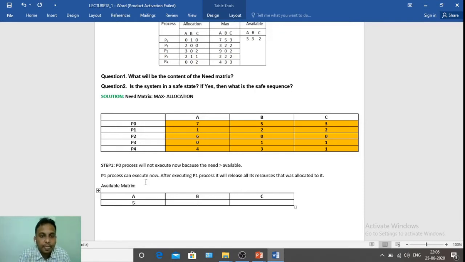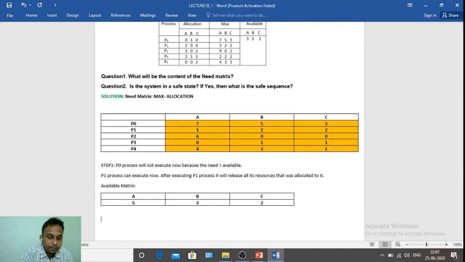A will be 5, B will be 3, and C will be 2. So this is our new available matrix. Okay. Next, go to step 2.